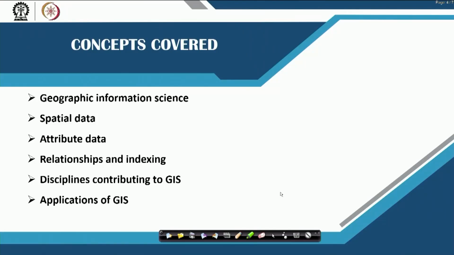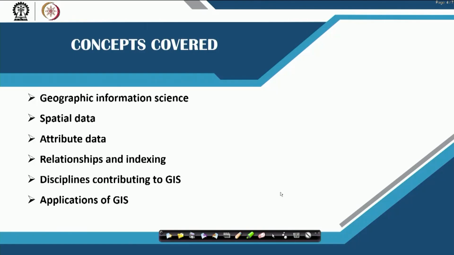Then the disciplines that contribute to GIS. It is not that only a computer engineer uses GIS. It is every other engineering background. It may be people from diploma, or from various other backgrounds who can use GIS and develop GIS. It is not limited to specific disciplines. It can be across every discipline on the earth's surface that is trying to derive meaningful information from data.